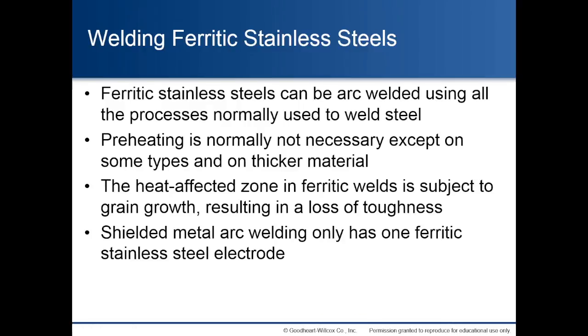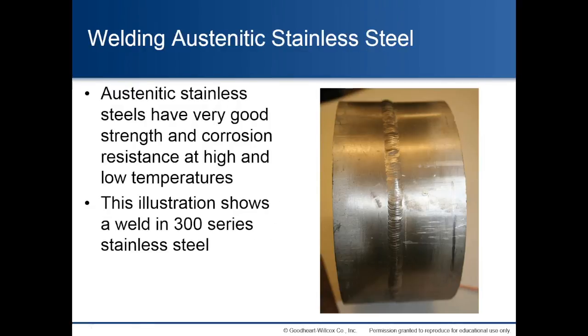Welding Austenitic stainless steel. Austenitic stainless steels have very good strength and corrosion resistance at high and low temperatures. This illustration shows a weld in 300 series stainless steel.